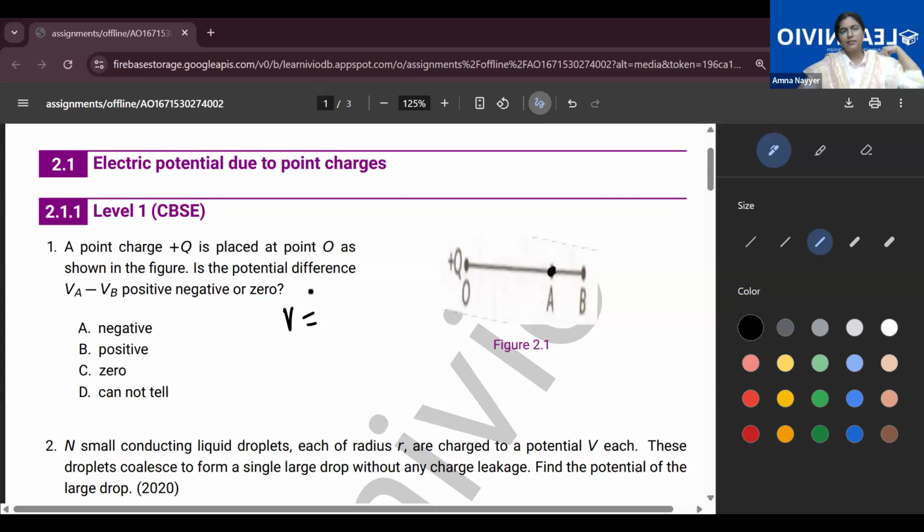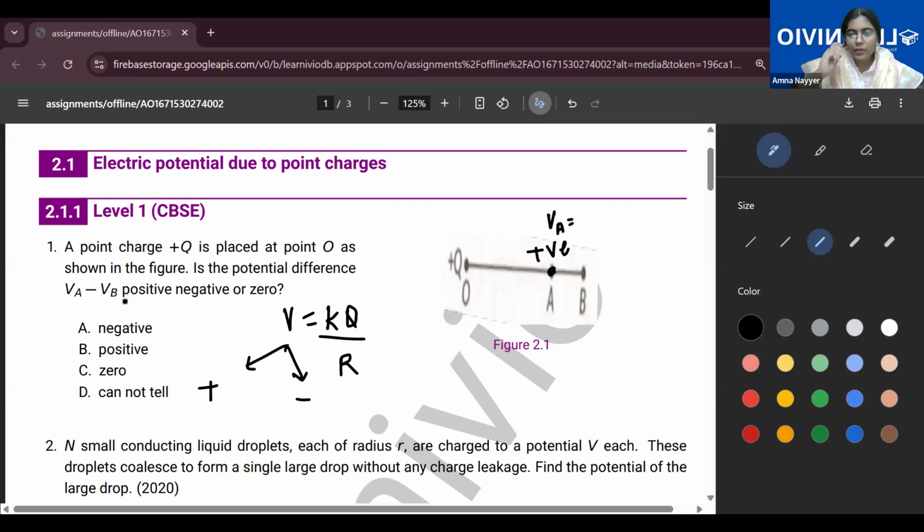First understand this. This is a very basic, important assignment that will connect your potential part. So V is equal to KQ by R. This is the formula. And I have discussed with you, if the charge is positive, potential will be positive. If the charge is negative, potential will be negative. Now the charge is positive, so the potential at point A will be positive.